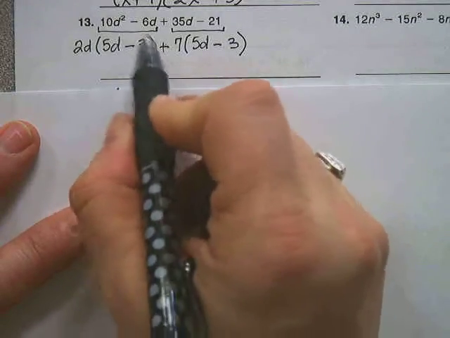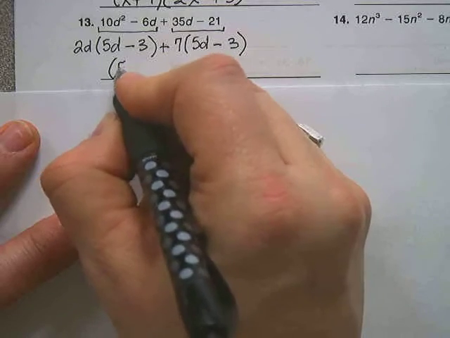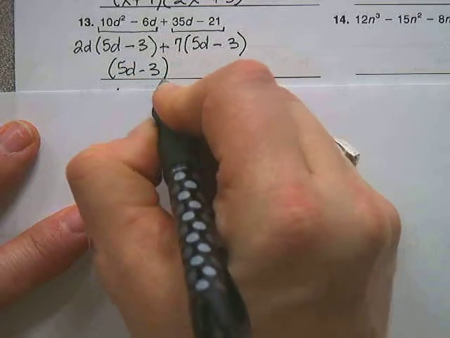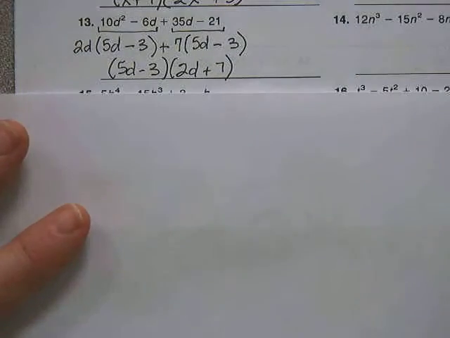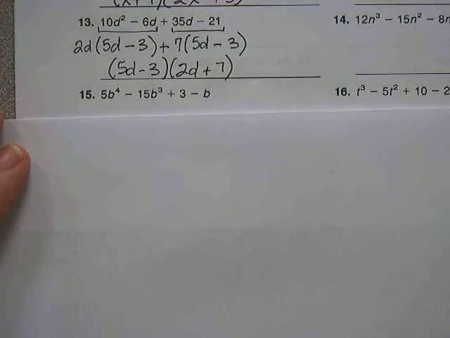So now we're just where we were at the last point. We have a GCF of 5d minus 3. And we're left with 2d plus 7. And we're finished.